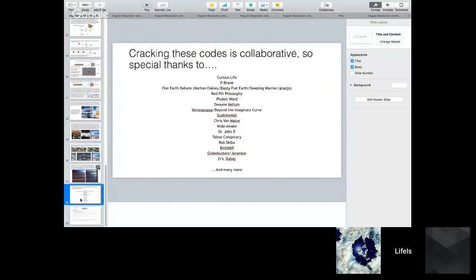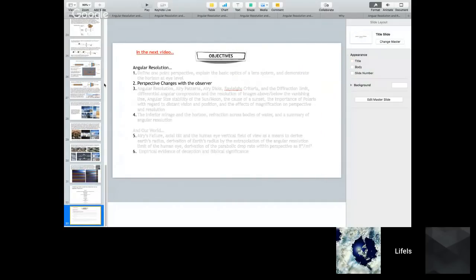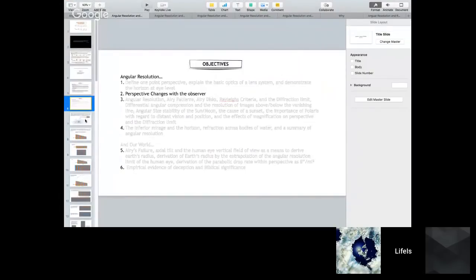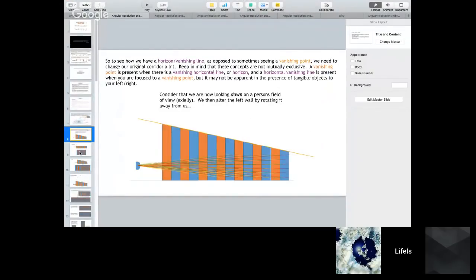Cool. So, all right. That was kind of the first part. I just wanted to define one-point perspective and explain the basics of optics and lenses, and then move on to a little bit about how this vanishing point would become a horizon. And that's really just what I want to cover here.